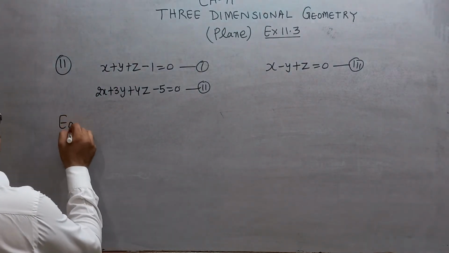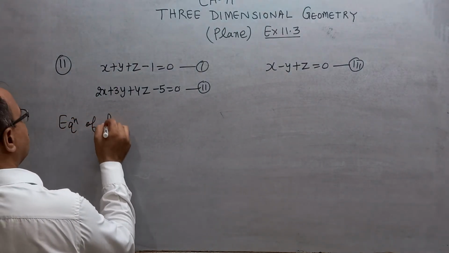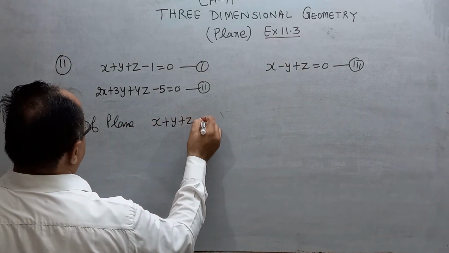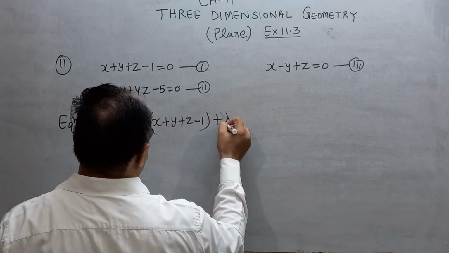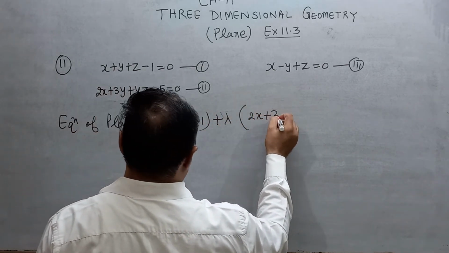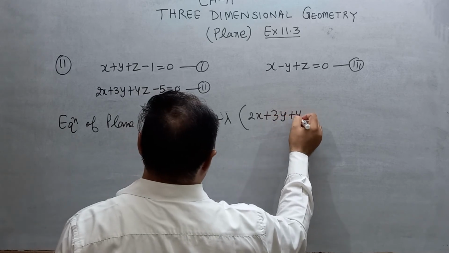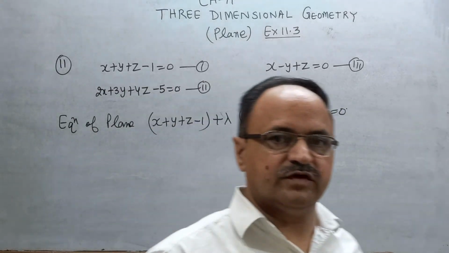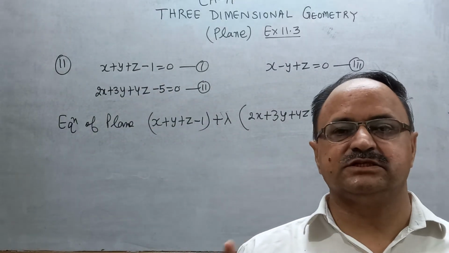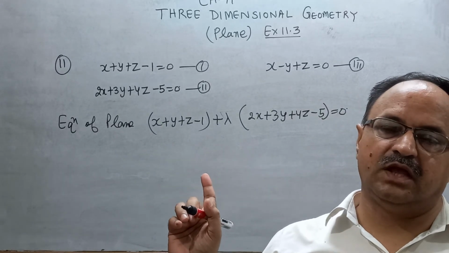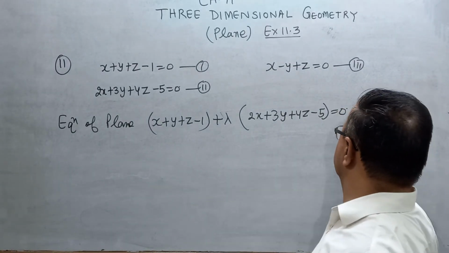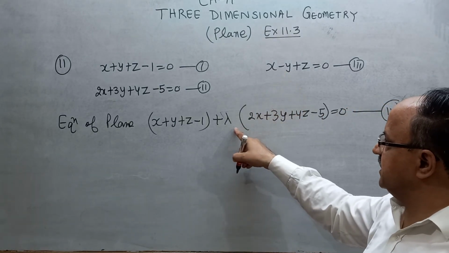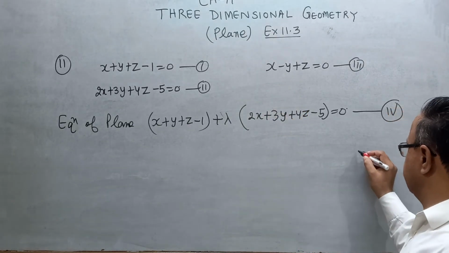Equation of the required plane: equation of the first plane plus lambda times equation of the second plane. You know very well, this is the equation of a plane passing through the intersection of two given planes, and this is the fourth equation. You know that this plane is perpendicular to this plane. Situation is like that.